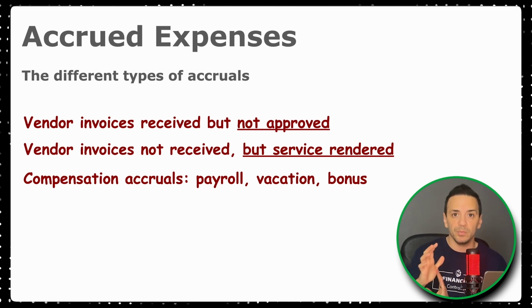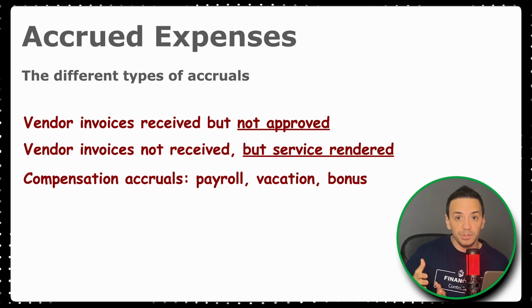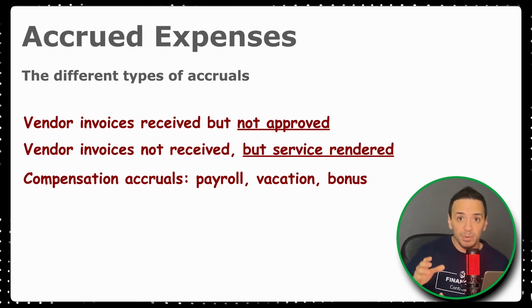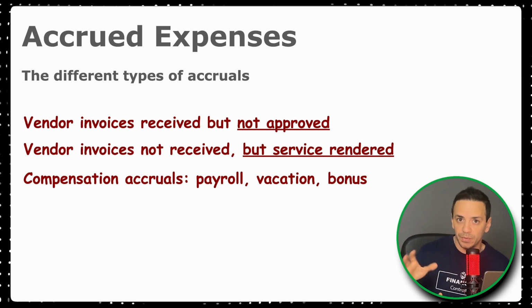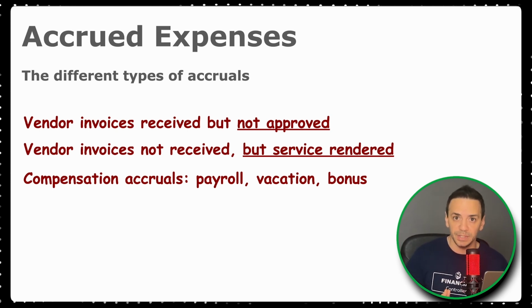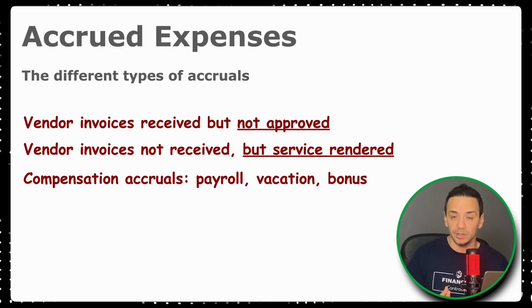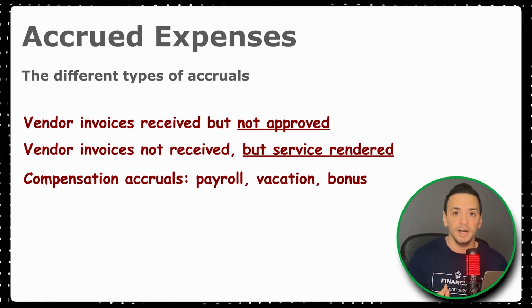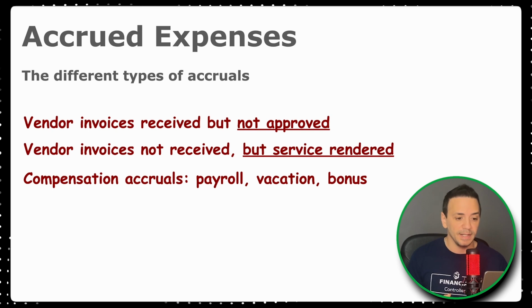But basically for payroll, if you're paying on an irregular schedule, let's say every 2 weeks, and you have a gap between the 28th of the month and the end of the month, those 2 or 3 days you need to accrue for the salary. For example, vacation: you have a liability as an employer to pay out vacation, so you have to accrue for a vacation liability. Same thing for bonus as well.